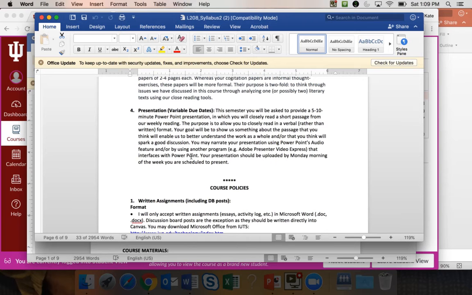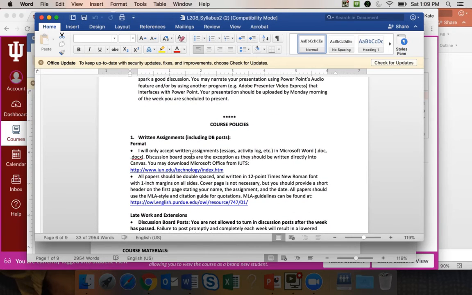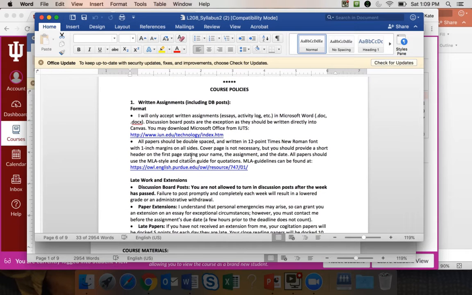Now, I want to go through a few course policies, and then we'll look at some university policies. So first is written assignments. This includes discussion board posts. Please note that I only accept formal assignments in Microsoft Word as .doc, or .docx. Discussion board posts are the exception because you're going to type them into Canvas. You can download Microsoft Office if you don't have it on your computer from IUTS, from Tech Services, and I've included a link.